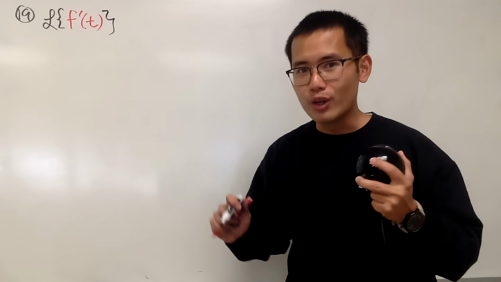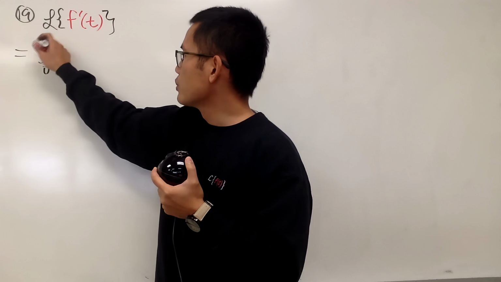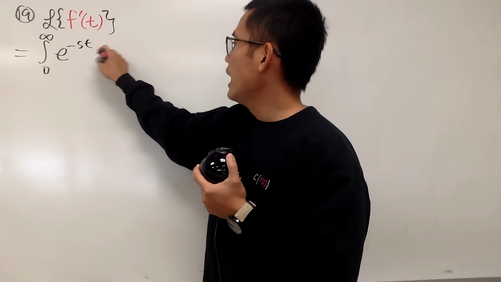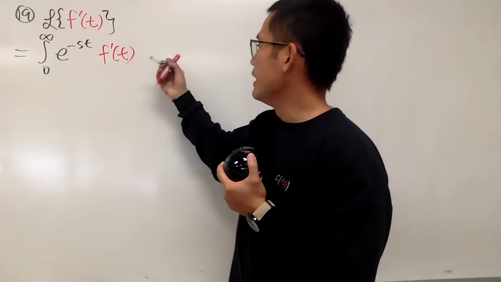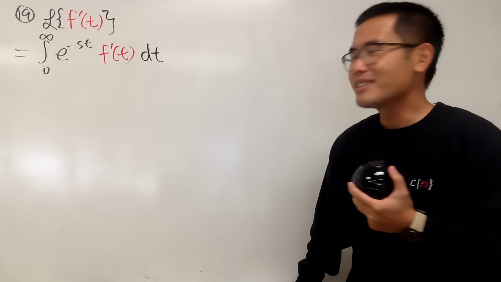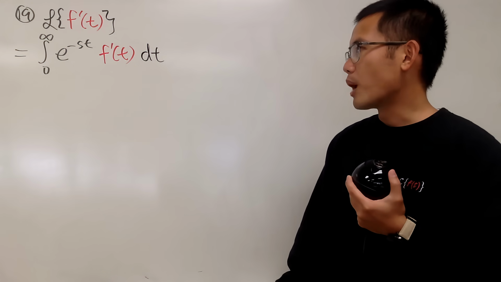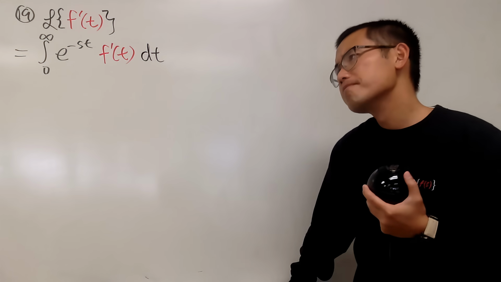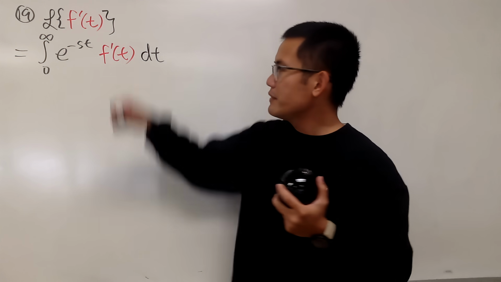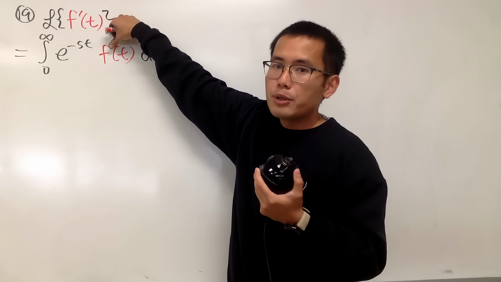Use definitions, of course. So here we go. This right here, by definition, is the integral from 0 to infinity of e to the negative st times f prime of t dt. Very nice. But it's not so nice, because how can we deal with this improper integral? That's the derivative. Well, I want to have the original, because if I have the original, we know that's just capital F of s.